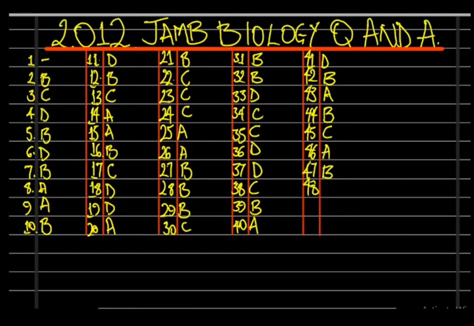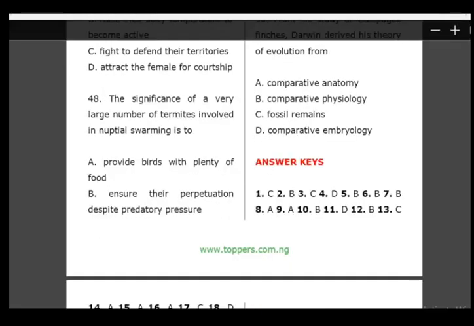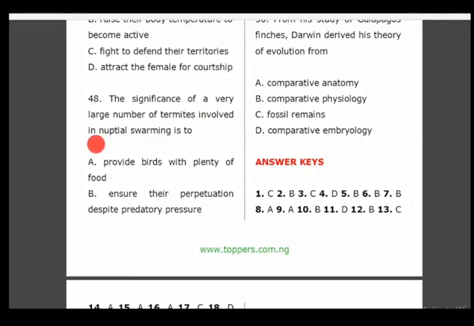And then we have question 48. The significance of a very large number of termites involved in nuptial swarming is to. Please, we need to understand something here. They said the significance of the large number, that is the keyword there, large number. We need to understand that it is not just that the termites are flying out, but they are flying out in large number. That is the keyword there.